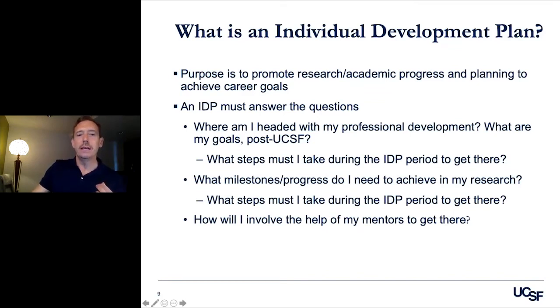An IDP should have this long-term outcome in mind, and what are you going to do to get there? But you should also be thinking about what milestones or big picture events you want to achieve in your research. I don't think an IDP needs to be a week-by-week set of experiments that you're going to be planning out. That seems almost impossible for most people doing research anyway. But what milestones, big picture things do I need to achieve in my research, and what steps do I need to take to get there?